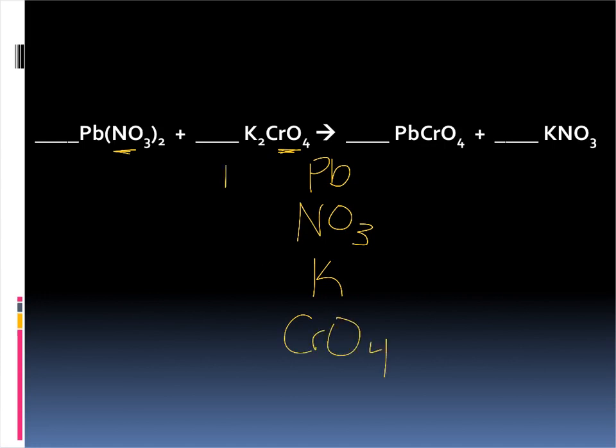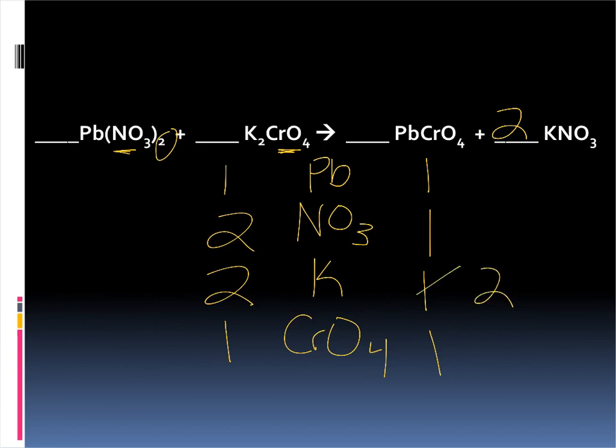Okay, so now we count. So I got 1, and I got that 2 outside there, right? So I got 2 NO3s, 2 Ks, and then CrO4, it didn't get parentheses around it, so that means I only have 1 of those. All right, on the right side, PbCrO4, we got 1 NO3, 1 K, 1 CrO4. Okay, so I need to get 2 NO3s on the product side. So if I put a 2 in front of that term, that changed my K's to 2 and my NO3s to 2. Bam.